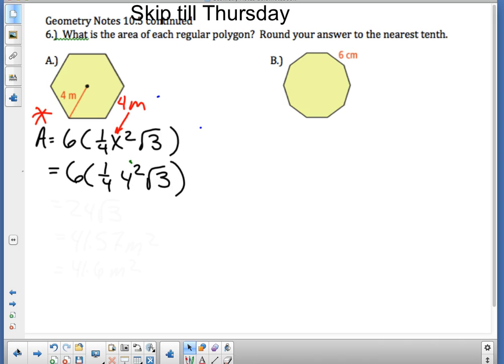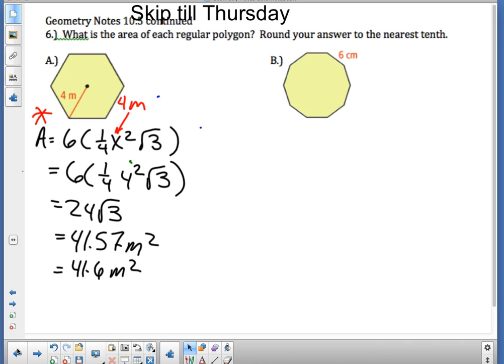Four goes in for X because X represents the length of one side of an equilateral triangle, and there are 6 of them in this hexagon. 4 squared is 16, divided by 4 is 4, 4 times 6 is 24 square root of 3. I asked you here to round to the nearest tenth. You plop that in your calculator. You probably come out with 41.57. That is not the tenth, that's the nearest hundredth. You put that down here as 41.6, that is the nearest tenth. Put on units because no naked numbers allowed, okay?